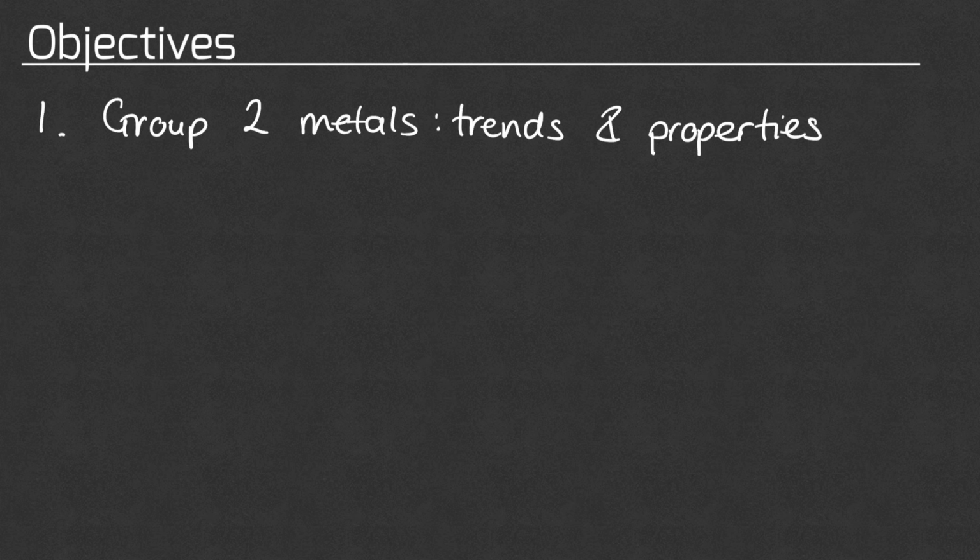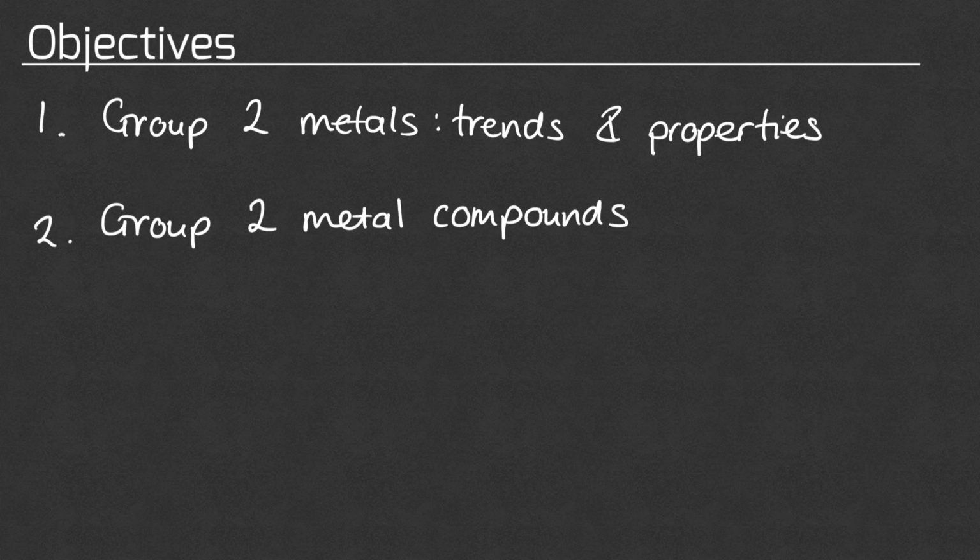In this video, we're going to look at the trends and properties of the group 2 metals. So we're going to look at their atomic radii, ionization energies, and their melting points. And then the properties of group 2 metal compounds. So we're going to look at their reactions with water, their solubilities, and different uses of these compounds.